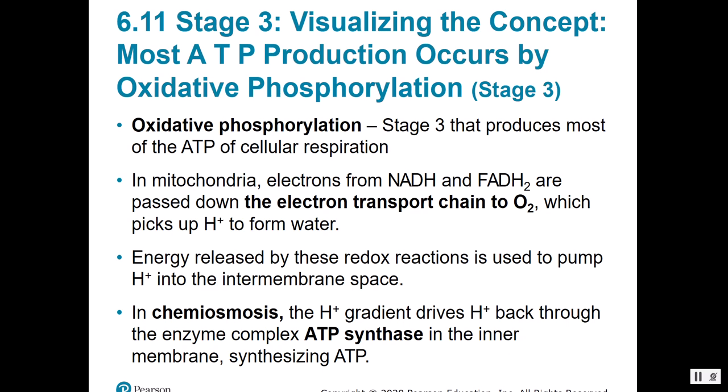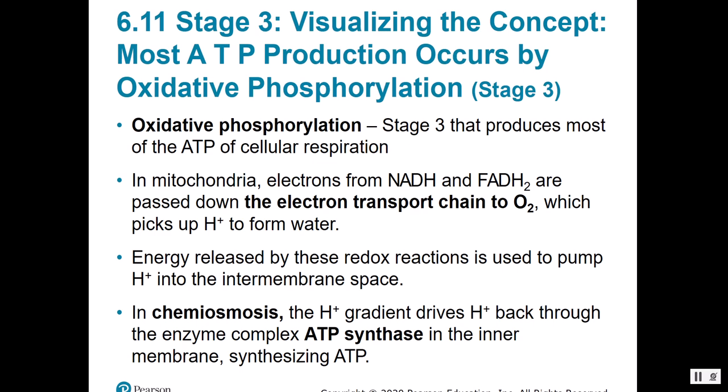So it's stage 3. It produces most of the ATP in cell respiration. In the mitochondria, we're in that inner membrane. The electrons from NADH and FADH2, remember I told you those are like our little taxi cabs, they pull up to the top of the chain, they drop off their hydrogen electrons, and those electrons are passed down the electron transport chain, where they're picked up by oxygen to form water. Okay, so oxygen picks up the hydrogens, and that's how we form water. And if you'll notice, y'all, we haven't used oxygen at all until this point. So it's used at the very, very end of cell respiration.